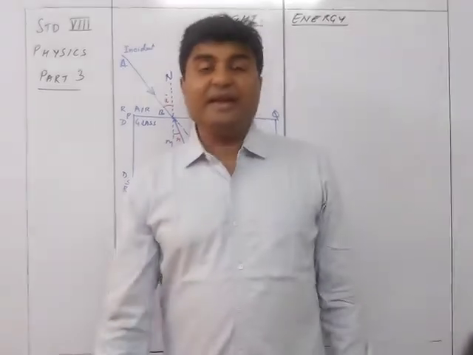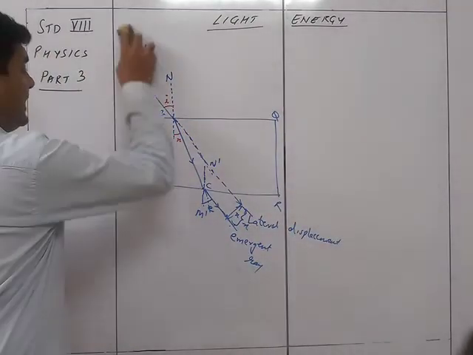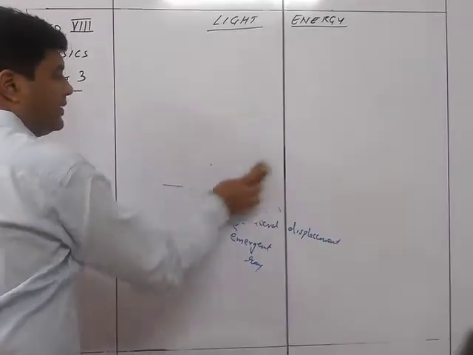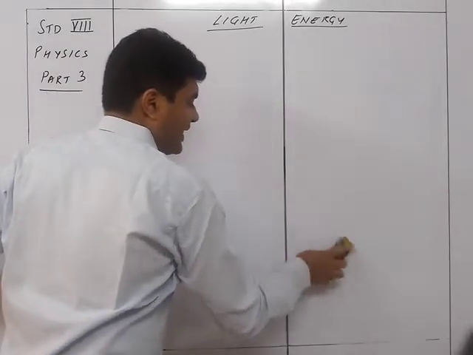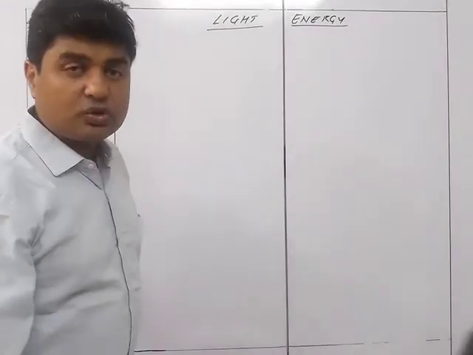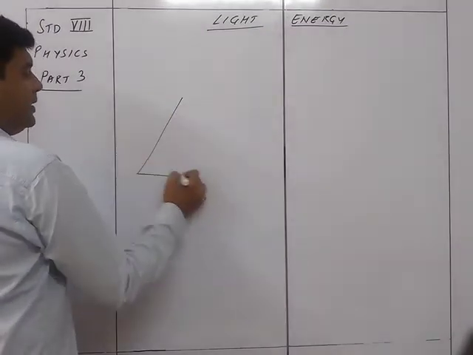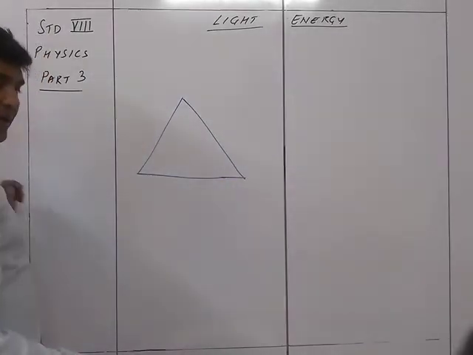The next one we see is a prism. So this was about the light ray passing through a glass block. Now we are going to see what would happen if the same light ray is not passing through a glass slab, but through a prism. Now what is a prism? First of all, let's understand what a prism is. A prism is a triangular kind of cylinder. What is a triangular cylinder?